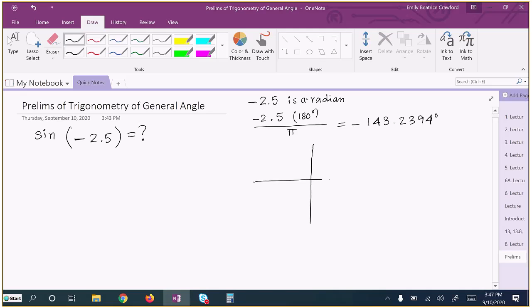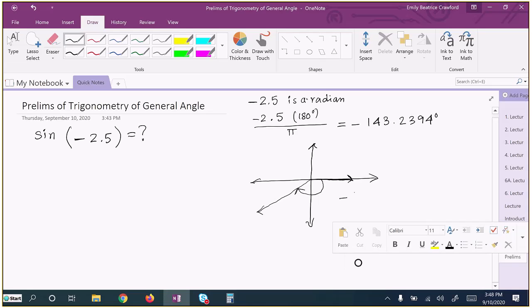Then we're going to draw this angle in the standard position. Remember, this is a negative angle, so we take the clockwise rotation. The initial side of the angle in the standard position will be coincident with the positive direction of the x-axis. If I complete 90 degrees, I need to do minus 53.2394 degrees more. So that's a little less than 180 degrees, and something along this line is the terminal side. This is the direction of the angle. So this angle that we have drawn is negative 143.2394 degrees.